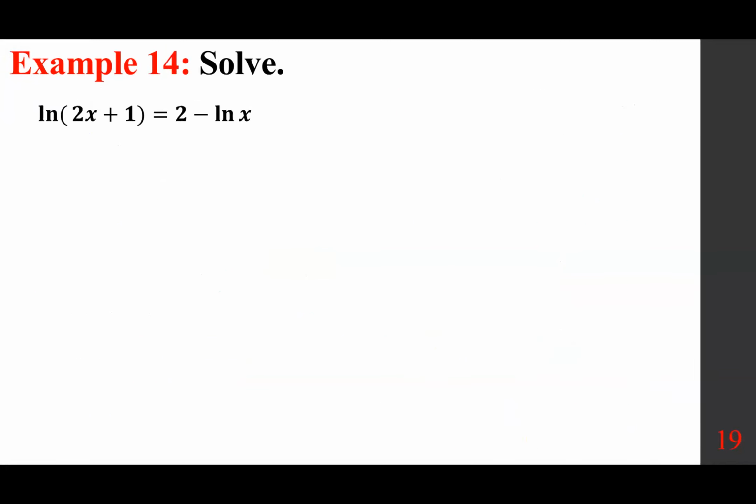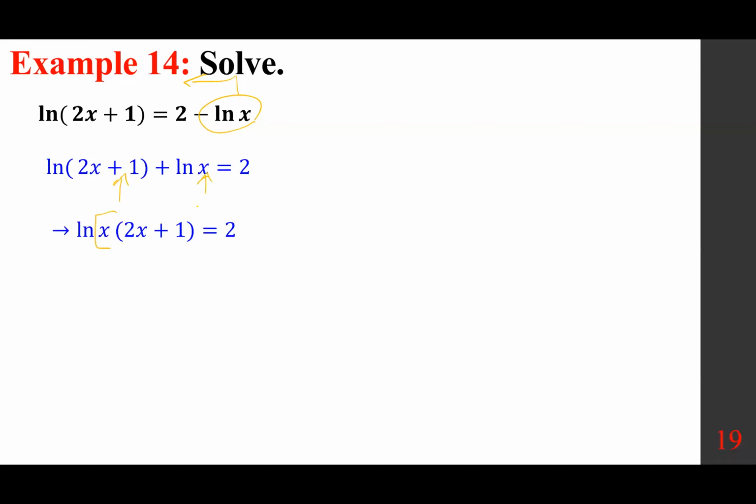All right, we want to solve this equation. Anytime we have a logarithmic equation where we have a bunch of logs, one bunch of numbers, we bring all the logs together, all the numbers together. Therefore, we're going to move this. So we get ln of 2x plus 1 plus ln x is 2. We combine them as a product rule, ln of x times 2x plus 1. So we multiply this expression by this expression. Doesn't matter which one you put first, I'm going to put x first.